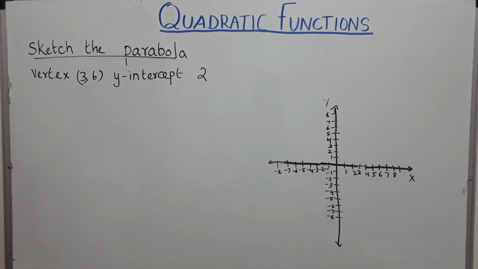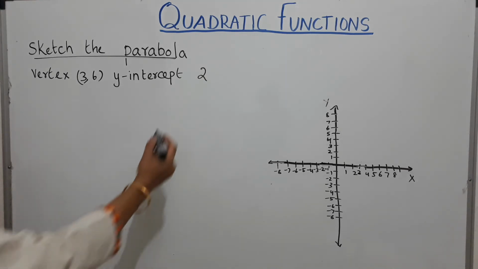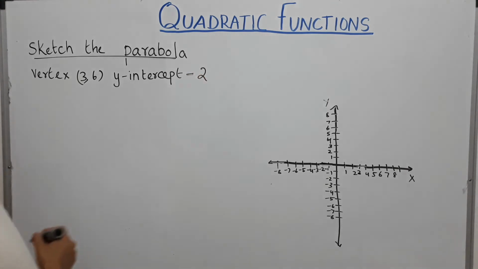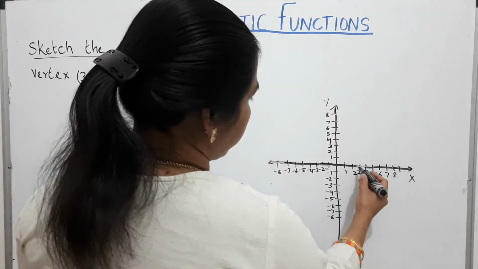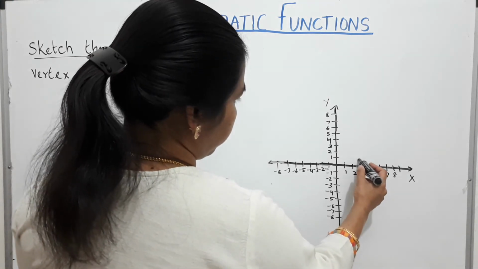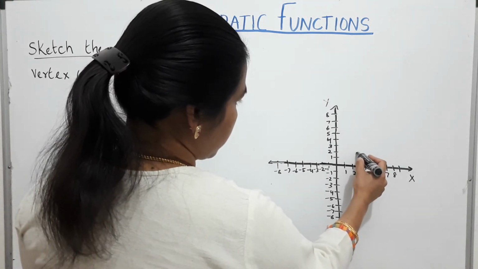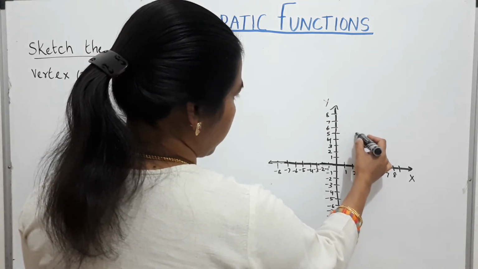Okay, in this question we can sketch the parabola by using the vertex and y-intercept. In the previous question you found the axis of symmetry and also the vertex by yourself and then graphed. But in this case, the vertex and y-intercept are given and you have to graph the parabola. Okay, so let us see what the vertex is. The vertex is 3, 6. So 3, 6 will be here: 1, 2, 3, 4, 5, 6.